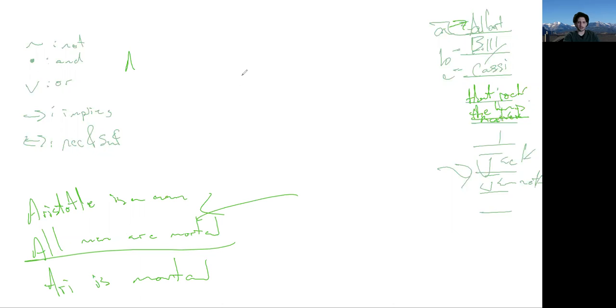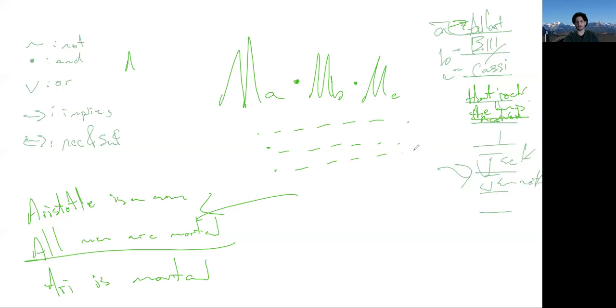If I was trying to say all men are mortal, I guess one way I could do it is to say Albert is mortal and Billy is mortal and Christy is mortal. And then I would have to keep writing that for the entire thing.